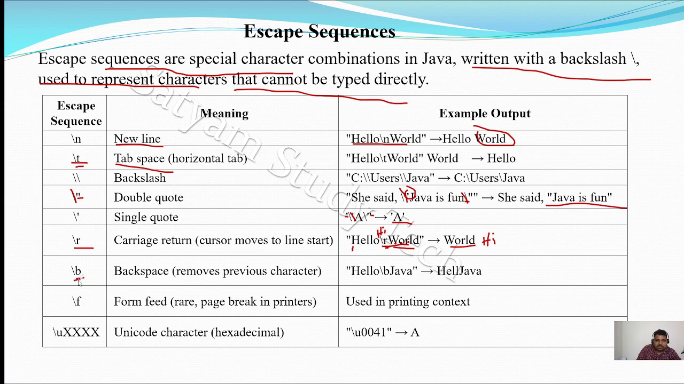So next, slash b, that is the backspace. So one backspace, that means hello and Java. So here you can see the O is missing, right? You can see the backspace, okay. Form feed is used for printing context. Here it is also a Unicode character, already I discussed. So hexadecimal, here it can be represented like this, you know, already 41. So what is the value of that?